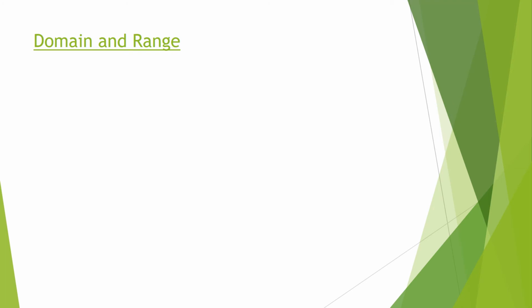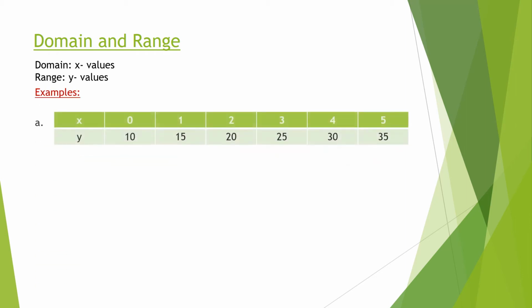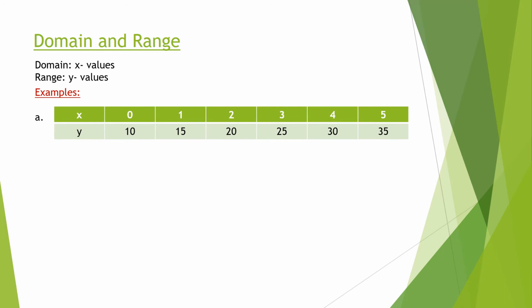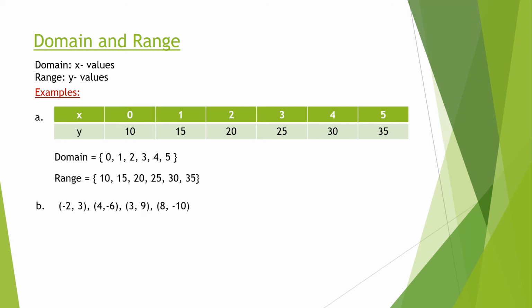Let's remind ourselves with the domain and range. The domain are the x values, and the range are the y values. So for example, if I have this table, I have values for x and values for y. If I want to write the domain, the domain will be 0, 1, 2, 3, 4, and 5, and the range will be 10, 15, 20, 25, 30, and 35.